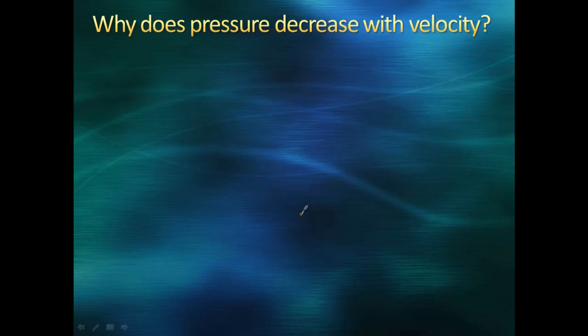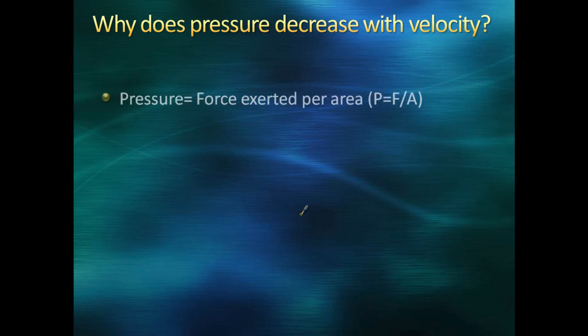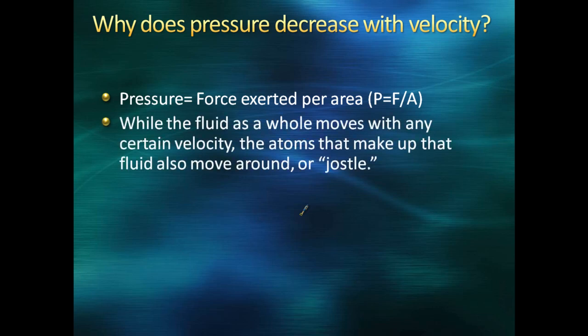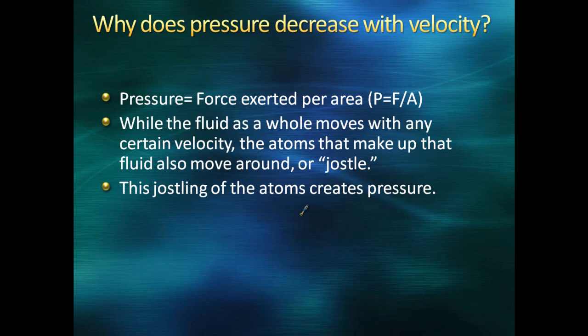So why does the pressure decrease with velocity? We know the pressure equals the force exerted per area, or P equals F over A. While the fluid as a whole moves with a certain velocity, the atoms that make up that fluid also move around or jostle. This jostling of the atoms creates pressure. If you have water in a glass, there are all these little atoms flying and hitting the side of the container, and this causes the pressure, because it's an outward force.